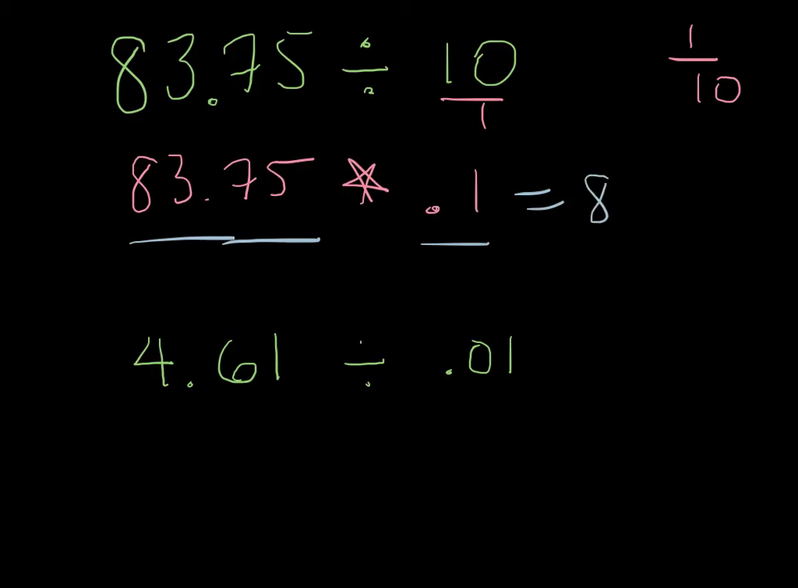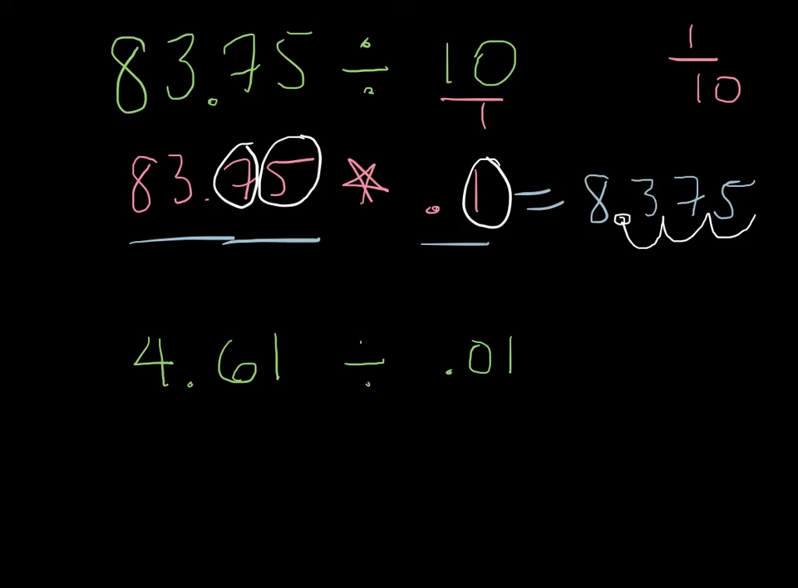So that's 8,375 times 1, or just 8,375. And then I'm going to count up the number of digits behind the decimal I have. So I have 1, 2, 3. So again, this is $83.75, 10 people are sharing it. It should make sense if people get around $8. Let's look at the next one.